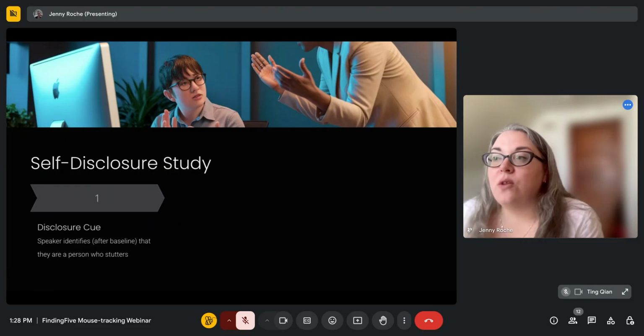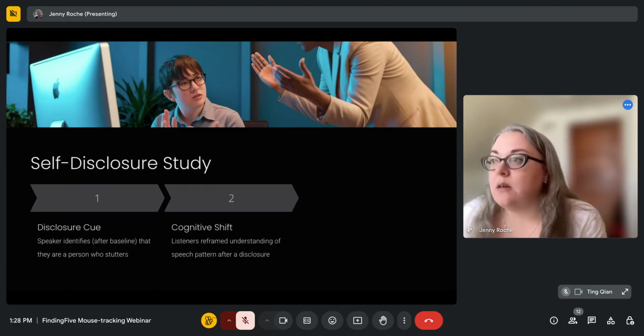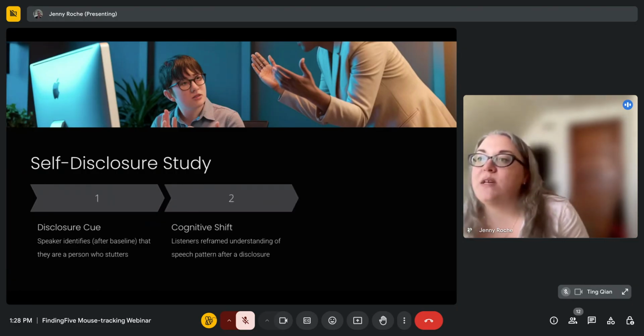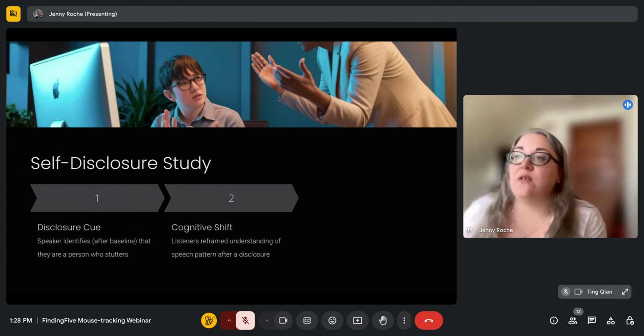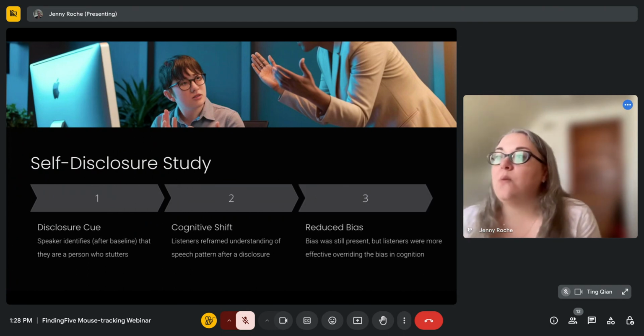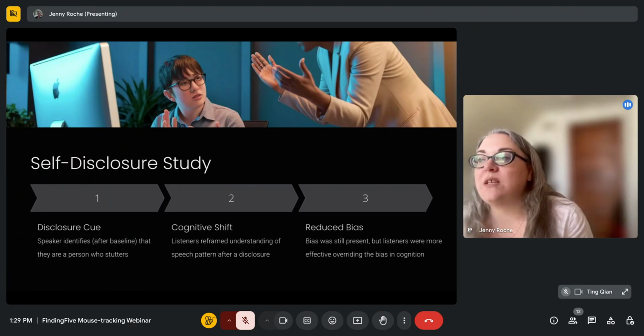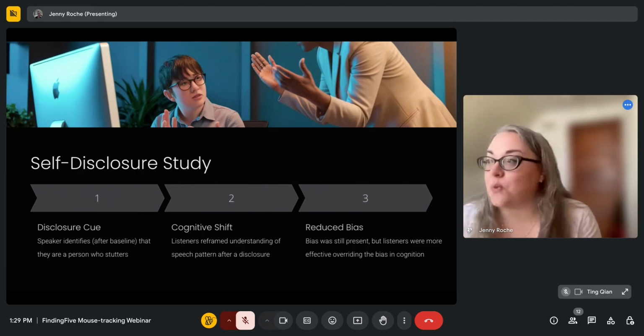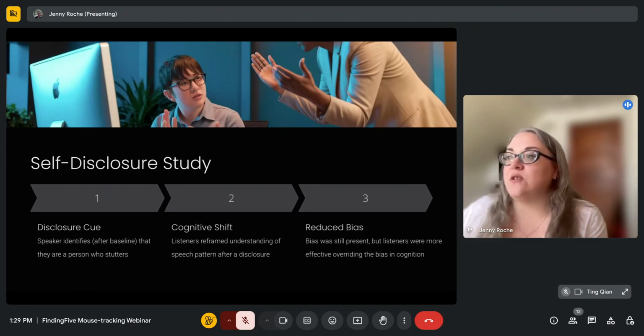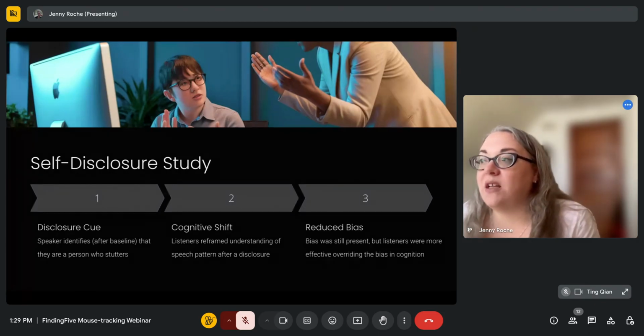And so the disclosure cue is where the speaker identifies after the baseline that they are a person who stutters. And we see that the listeners do actually reframe their understanding of their speech patterns after this disclosure, which did in fact reduce their bias, but bias was still present. Listeners were more effective at overriding the bias in cognition. So that was the original study.